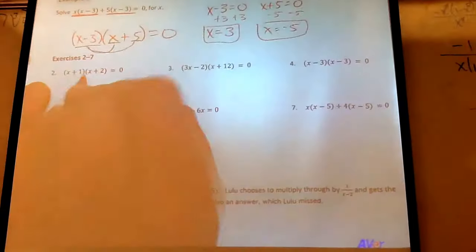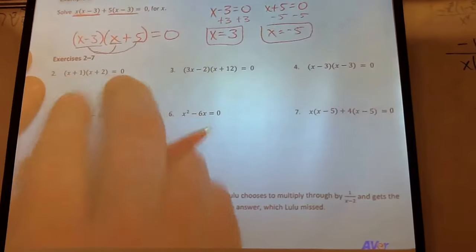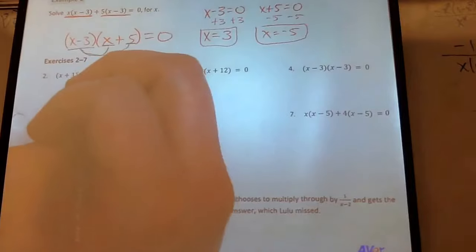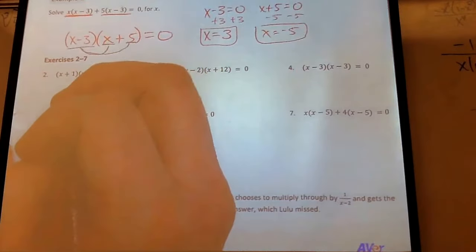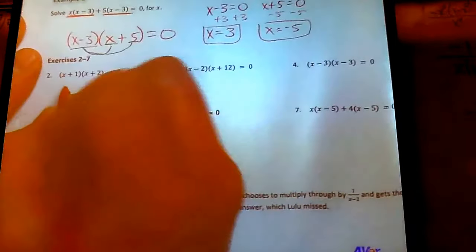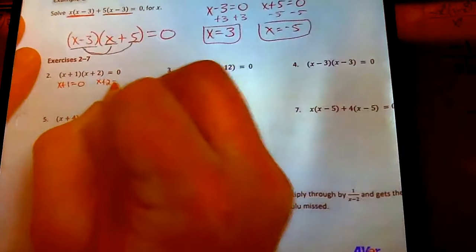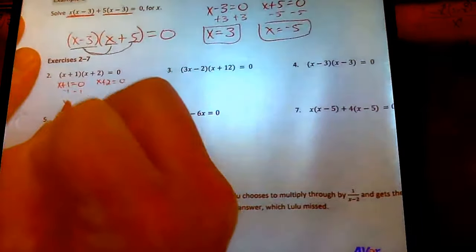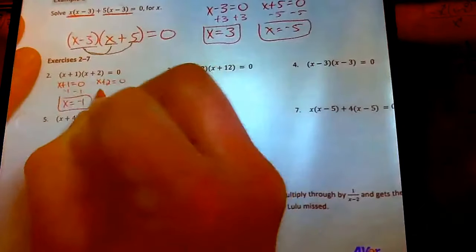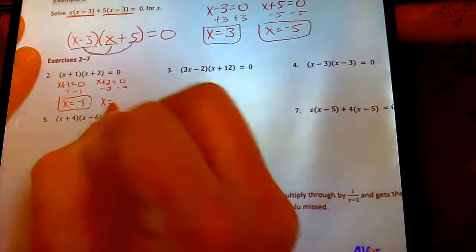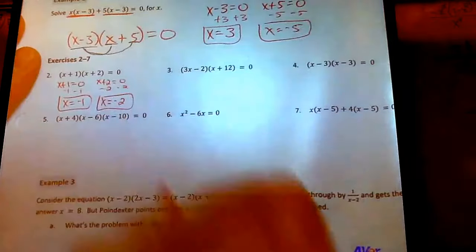So on all of these, same thing. Just take the stuff in the parentheses and set it equal to 0. X plus 1 equals 0. X plus 2 equals 0. Just minus 1. X equals negative 1. There's one answer. Minus 2. X equals negative 2. There's another answer.